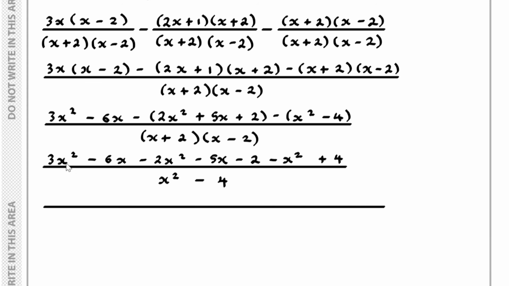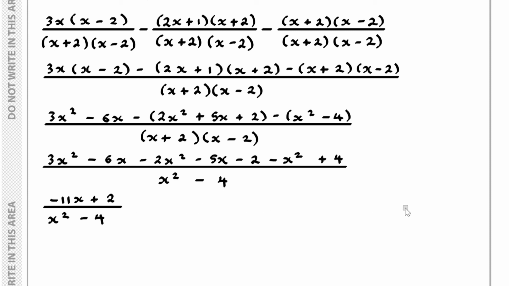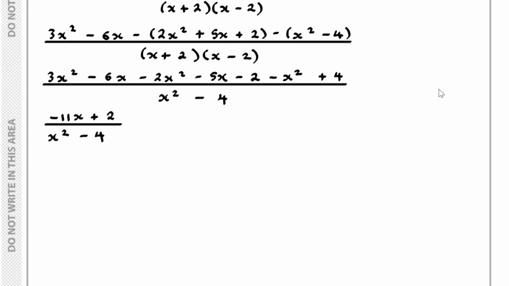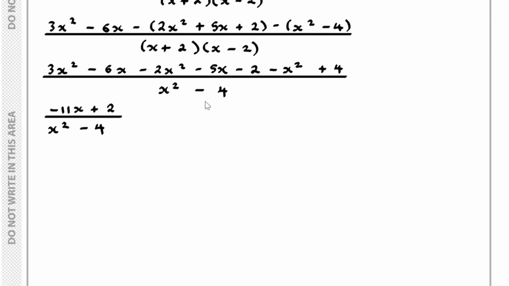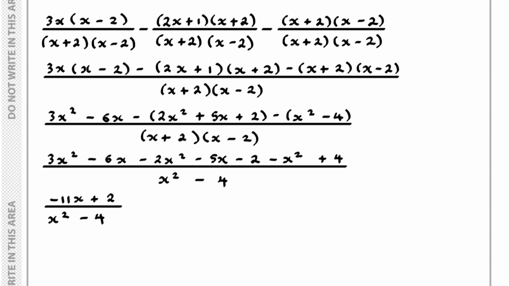So let's simplify all this. Well, 3x squared minus 2x squared minus an x squared, that's 0x squared, minus 6x minus 5x, that's minus 11x. And then I've got the minus 2 plus the 4, so that is plus 2. And on the bottom, we have x squared minus 4. So we've written this in the correct required form. And that's exactly what we wanted to show.